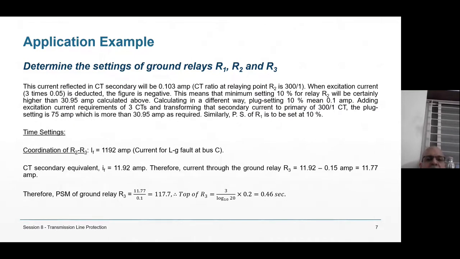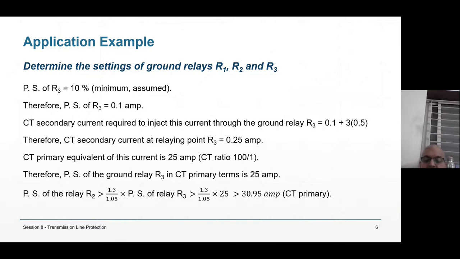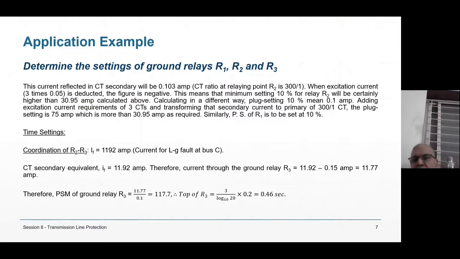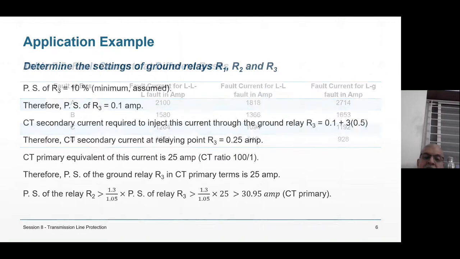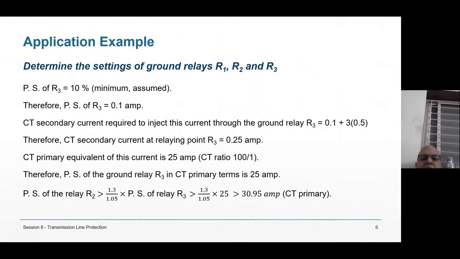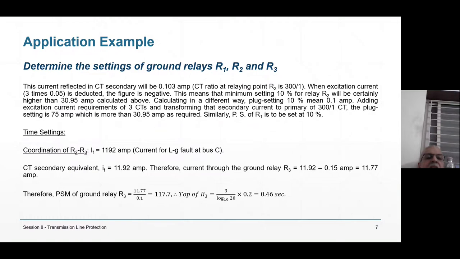Now, if you go further, you will not stay in primary terms. You will have to come to the secondary equivalent of this CT. The 30.95 with CT ratio 300 by 1 gives 0.103, so that is 0.103 ampere.